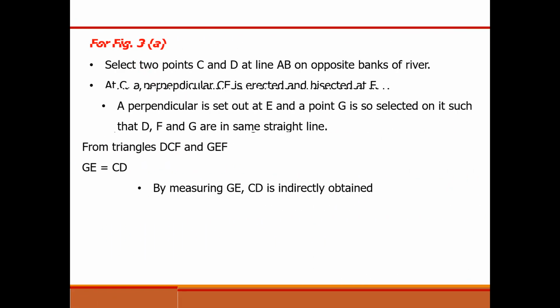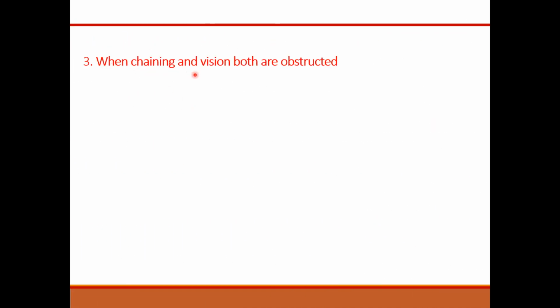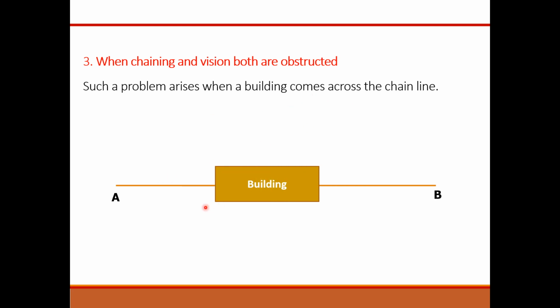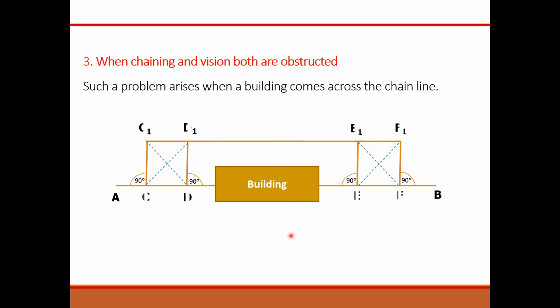Now the third and the last case is when the chaining and vision both are obstructed. This can be the case when a building comes across the chain line. Okay, this is the line AB and the building comes across. So just draw 4 perpendicular lines and meet all the offsets parallel to the line AB. In this manner we can calculate the length of the line AB.